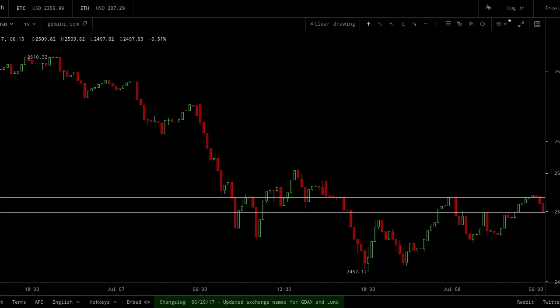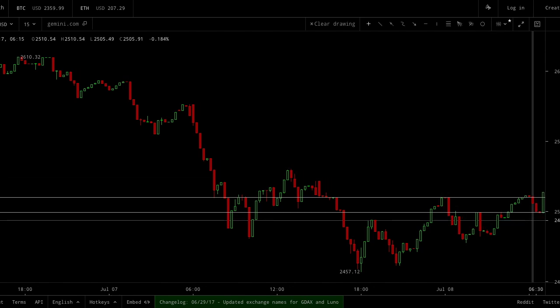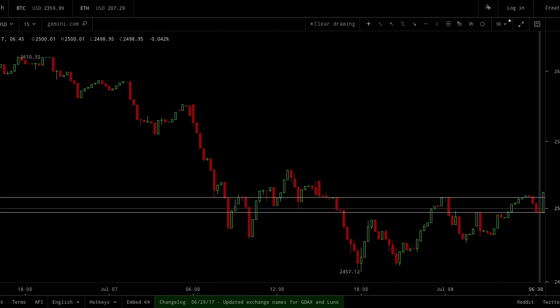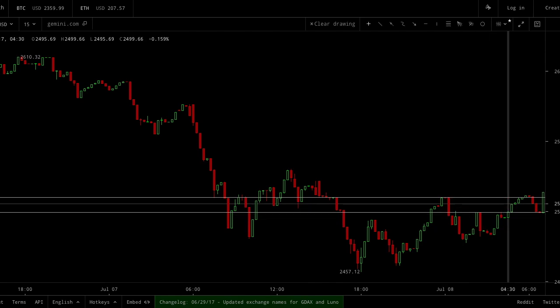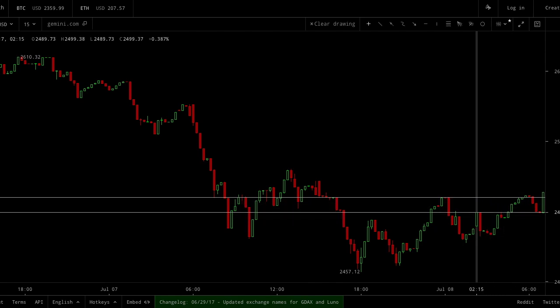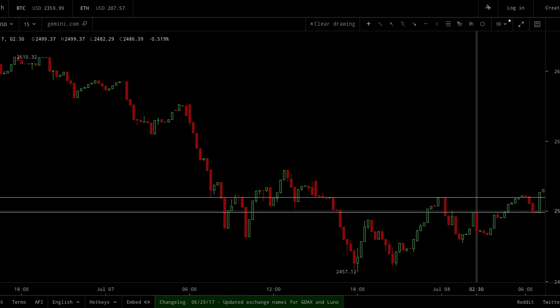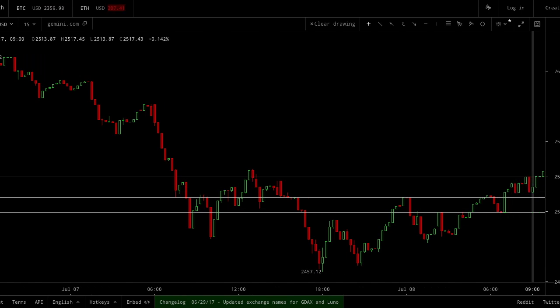So if we go a little farther, we would see here that this point right here became the future support. So what we would do here, if we had seen this, we would likely want to put a buy order out at around 2,500, and then we'd be able to catch all of this.